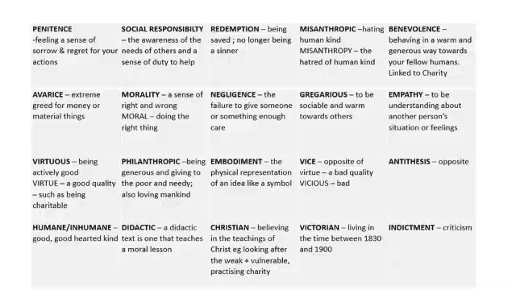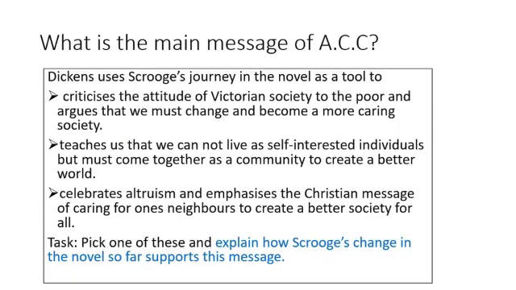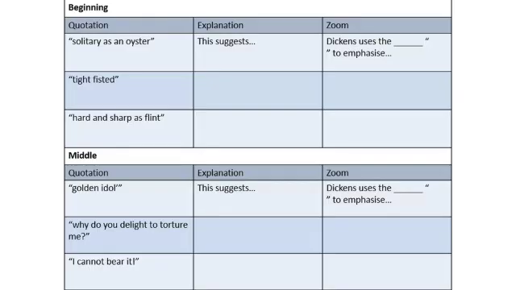Okay, so moving back to this point sentence we should have written down, you are explaining how Scrooge's change in the novel so far supports this message, but you're not just going to say Scrooge changes from good to bad and that supports that message. You need to include some quotes, some before quotes, some after quotes. You need to tell me what those quotes show, and you need to be able to zoom in on words. Even better if you zoom in on techniques as well. So I want a minimum of 2 quotes from the start, then a minimum of 2 quotes from the end to explain how Scrooge has changed.